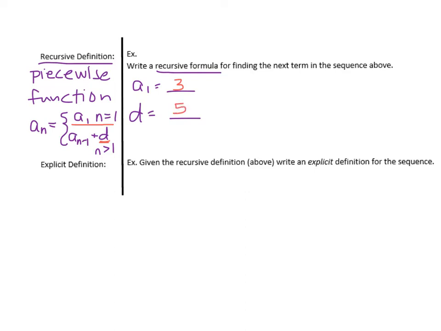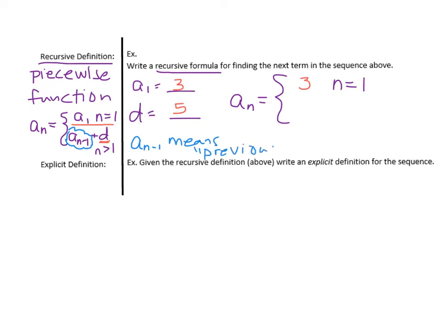That's really all you need to write a piecewise function. To write a recursive definition in piecewise format, we'd say a sub n equals. That's always our template on the left-hand side. On the right, we define a sub 1. Remember we said it was 3, and that's the rule when n equals 1. Now to get anything else, here's where we have to be particular about this detail. If you see something that looks like a sub n minus 1, that means the previous term.